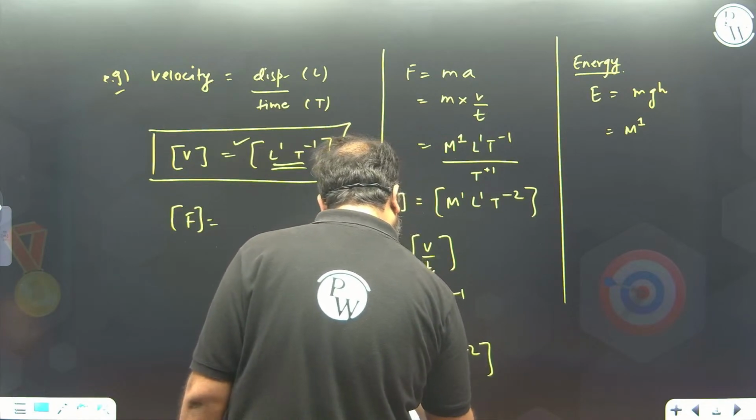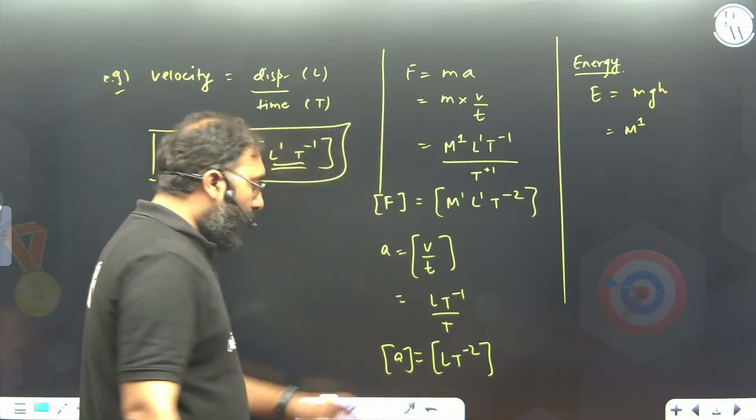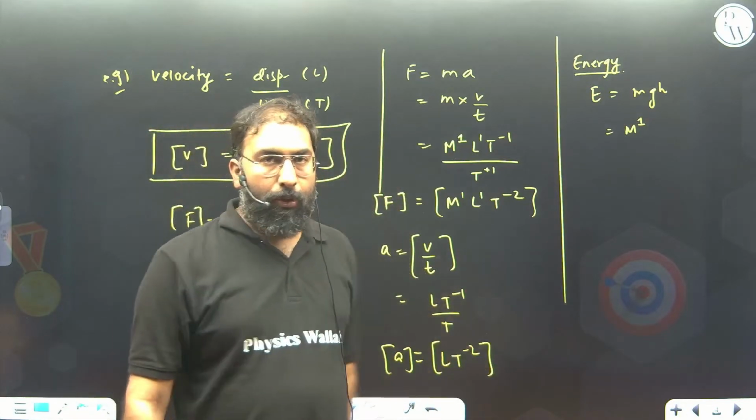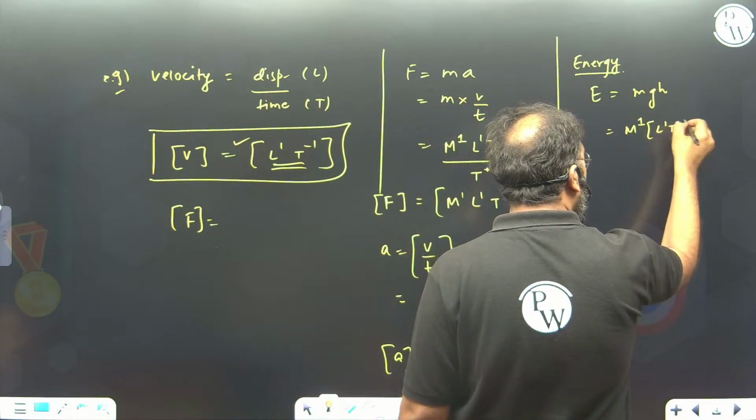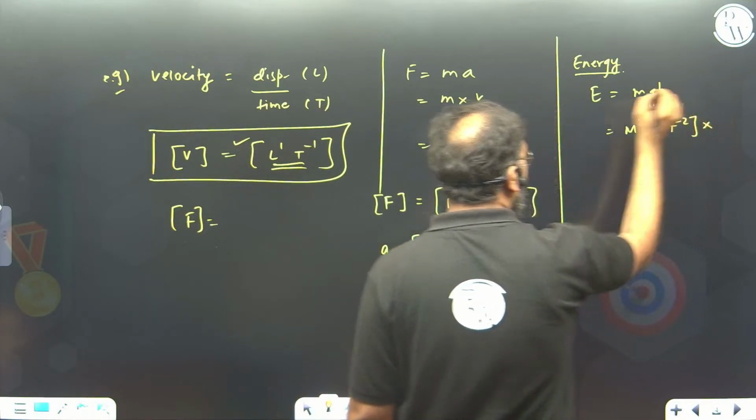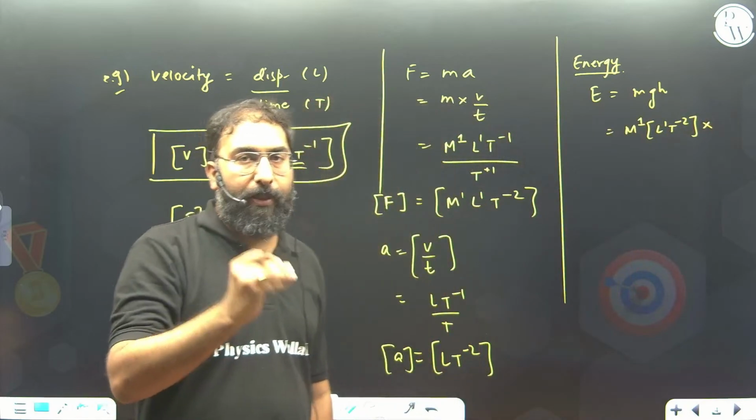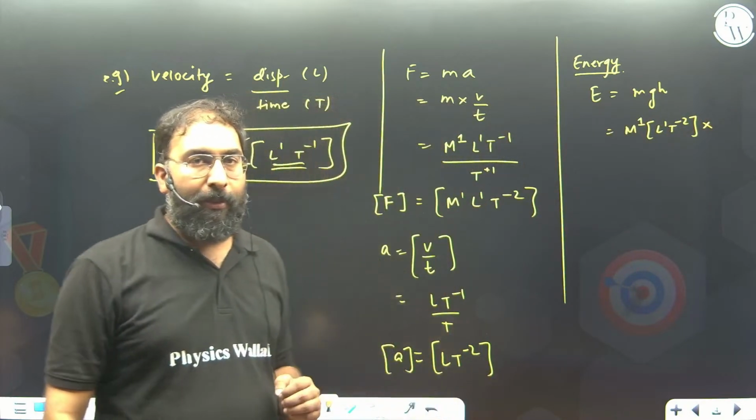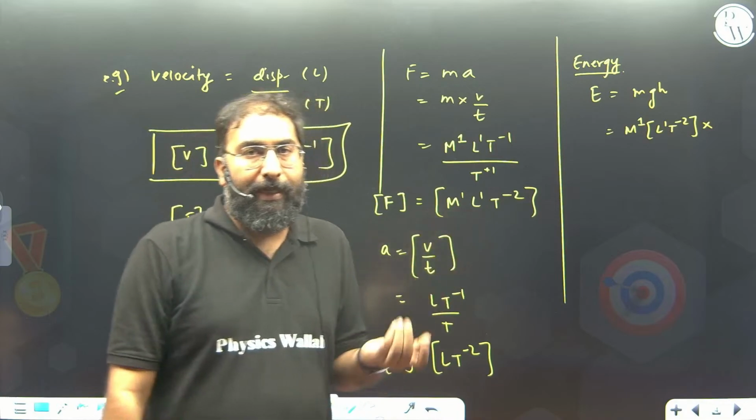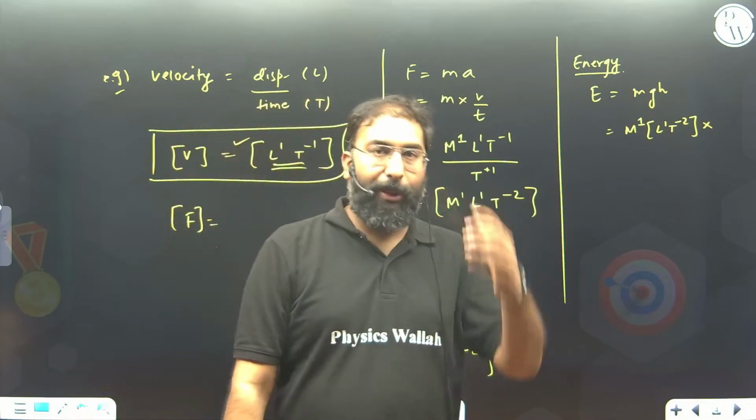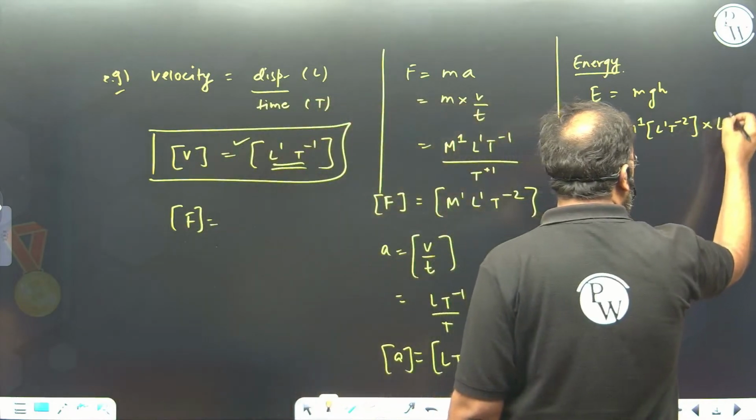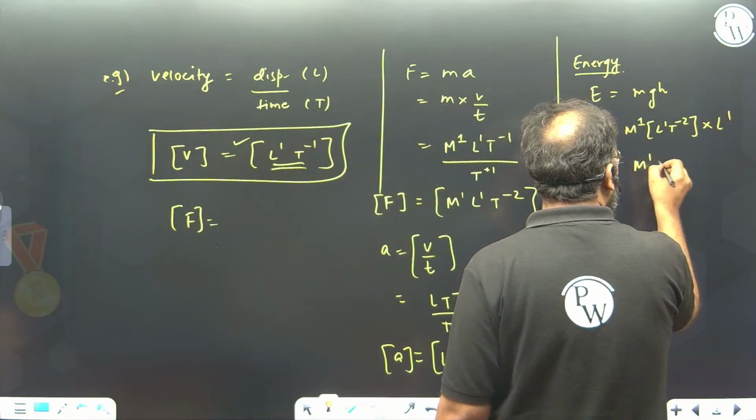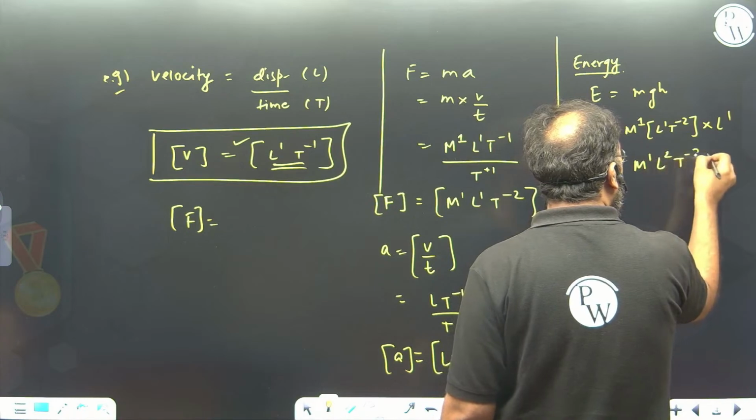I hope you are following me. The dimension of acceleration is LT^-2. So g is acceleration only. So this is L^1 T^-2 multiplied by h. H is the displacement, right? So for displacement, the dimension will be length. Measuring displacement means we are measuring length, so it is L^1 only. So this is M^1 L^2 T^-2.